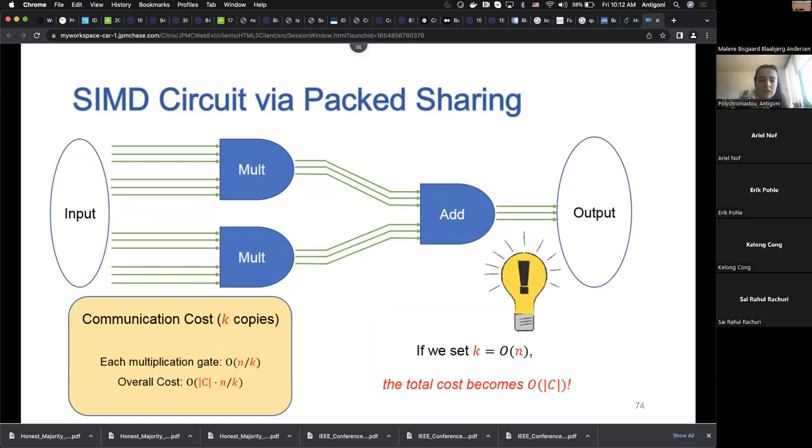We don't need to go over all of these details. What I want to say is that when the number of shares is order of n, then the total cost of operating on this is basically order of c. So we don't have the dependency on the number of parties. Explicitly, given that you have k copies, for the multiplication gate you pay n over k, and then the overall cost is you multiply by the circuit size. Again, given that k is order of n.